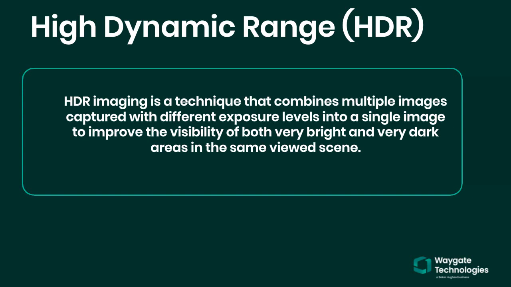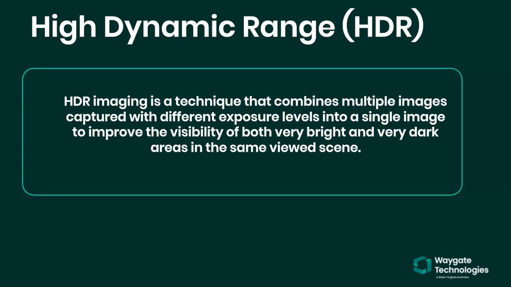Now let's examine a still image transform. If we take multiple images that are captured with different exposure levels and combine them into one image, we have a high dynamic range image. This single HDR image can improve the visibility of both dark and light areas of the same scene. On the next few slides, we'll take a look at some examples.